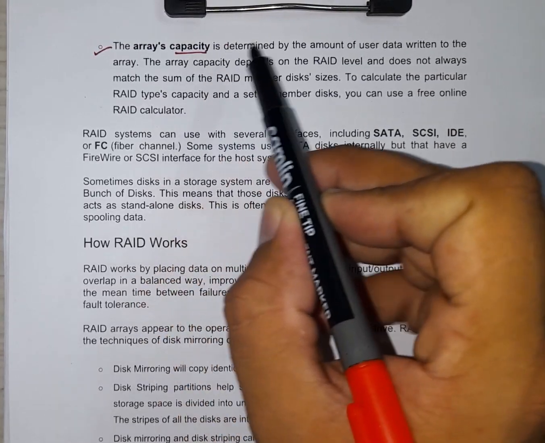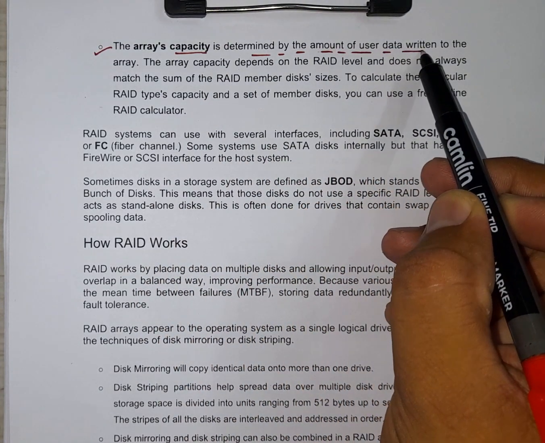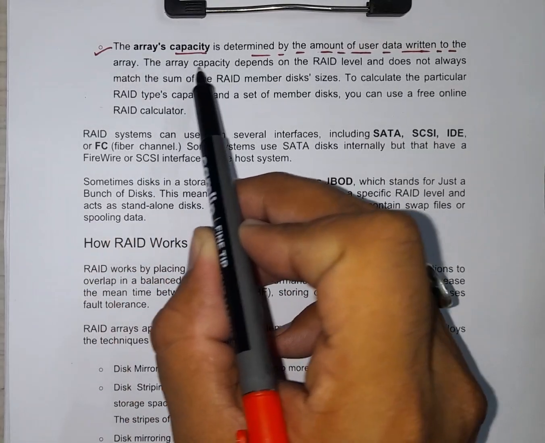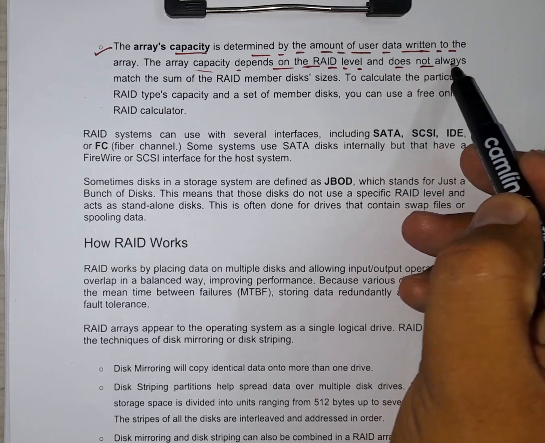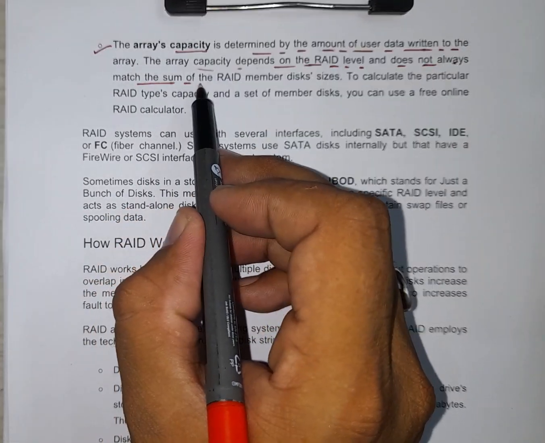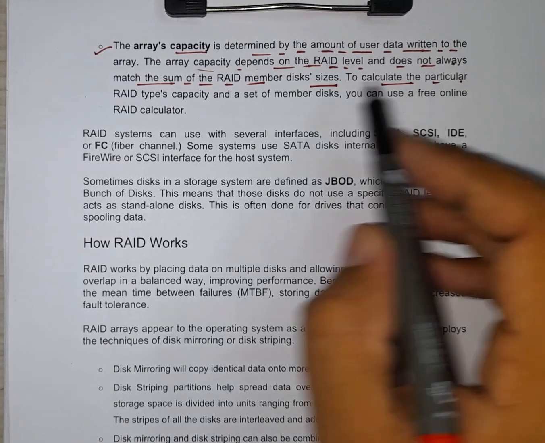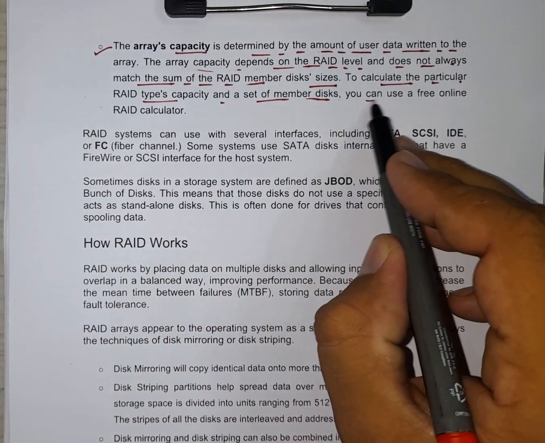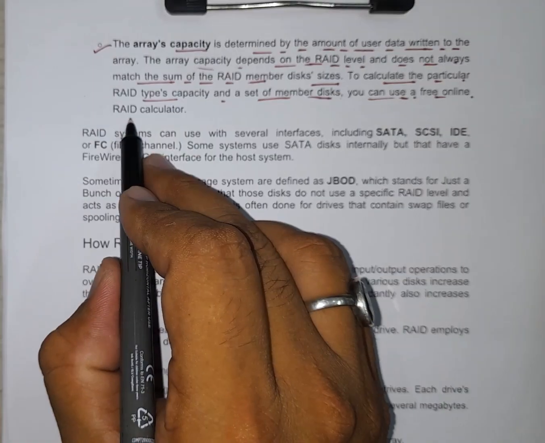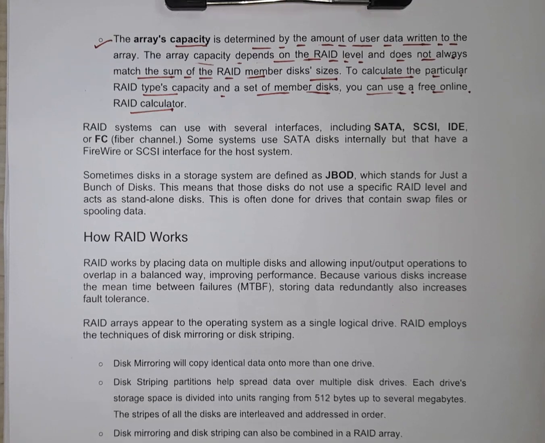The array capacity is determined by the amount of user data written to the array. The array capacity depends on the RAID level and does not always match the sum of the RAID member disk sizes. To calculate the capacity for a particular RAID type and set of member disks, you can use a free online RAID calculator. How to use the RAID calculator?